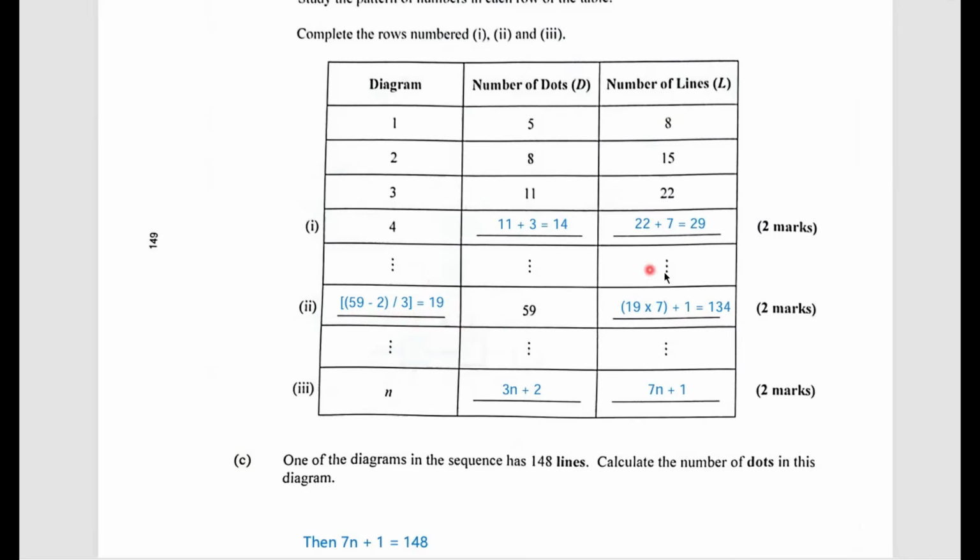Now you have 19. How do we work out the number of lines? Well, let's look at the patterns between diagram numbers and number of lines. 7 by 4 is 28, and 28 add 1 is 29. 7 by 3 is 21, 21 add 1 is 22. 7 by 2 is 14, 14 add 1 is 15. 7 by 1 is 7, add 1 is 8. So we multiply 19 by 7 to get what? 133, and you add 1 to get 134. So given n, it'll be 7 times n add 1, 7n plus 1. To get the dots, what we said is you multiply by 3 and you add 2, right?